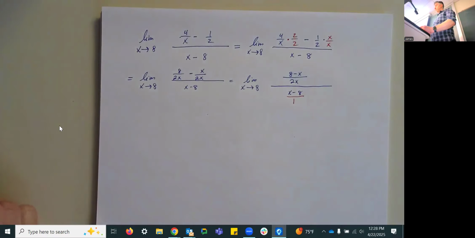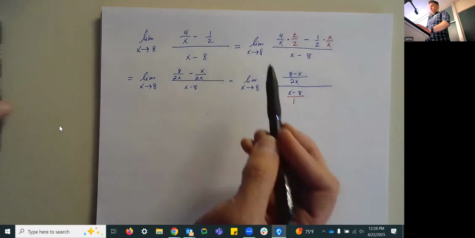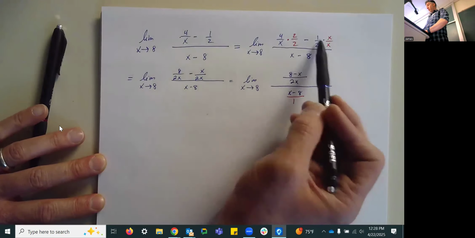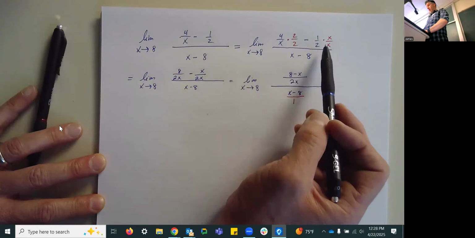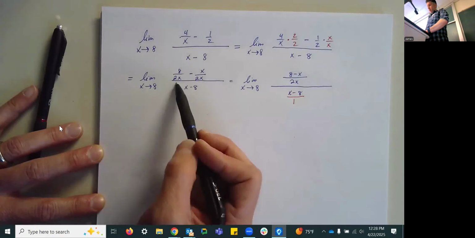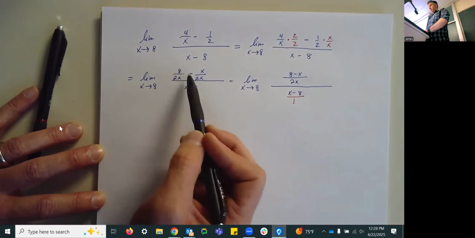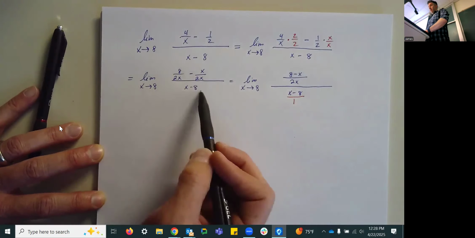There are the steps I have so far. We've gotten the common denominator in the numerator by multiplying 4 over x by 2 over 2 and 1 over 2 by x over x. That became 8 over 2x. Sorry, I should say the limit as x approaches 8 of 8 over 2x minus x over 2x, all still divided by x minus 8.